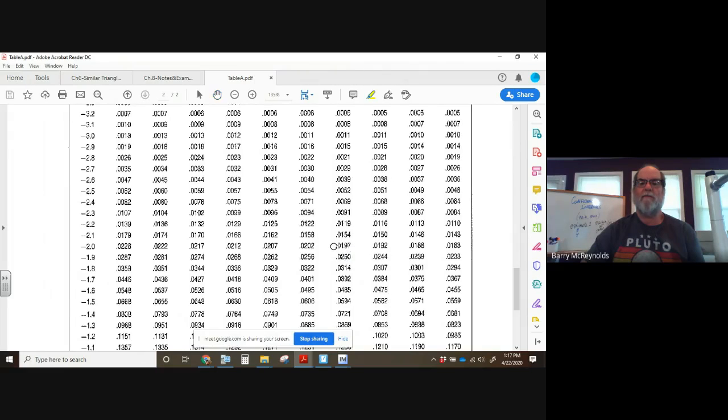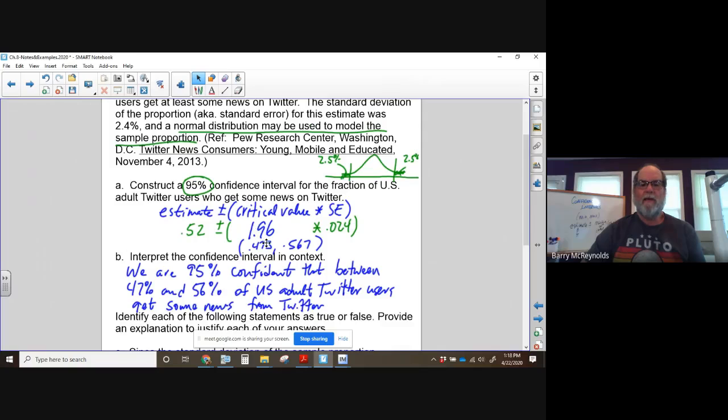Well, let me just highlight it. Right here, we find 2.5% in the tail. And that corresponds to a z-score of negative 1.96. So we're going to take the absolute value of that and we'll plug that in here as our critical value.